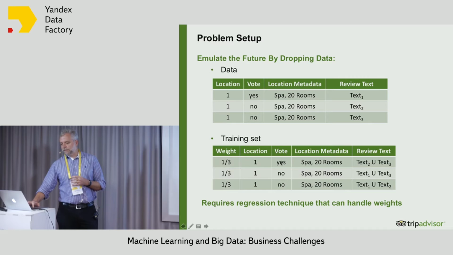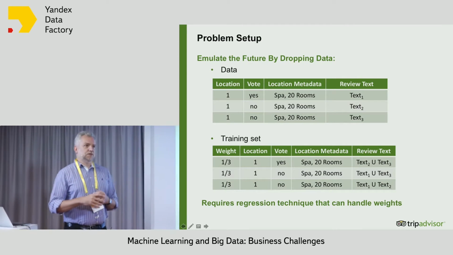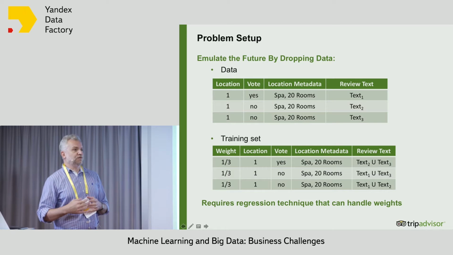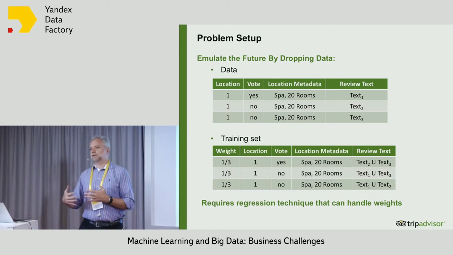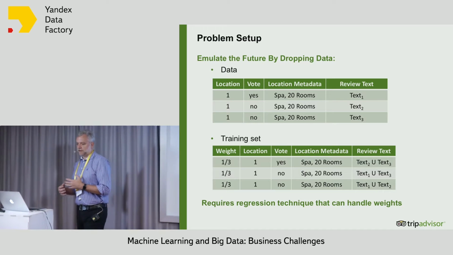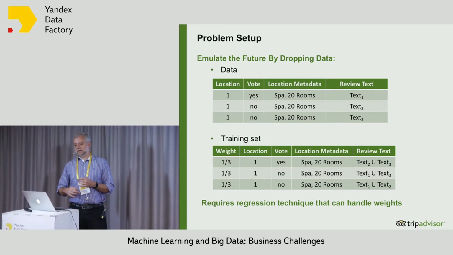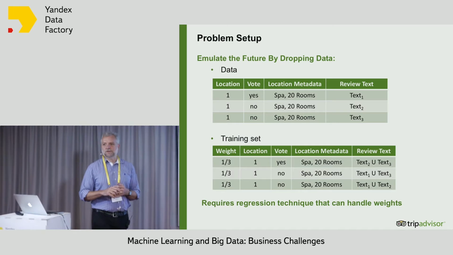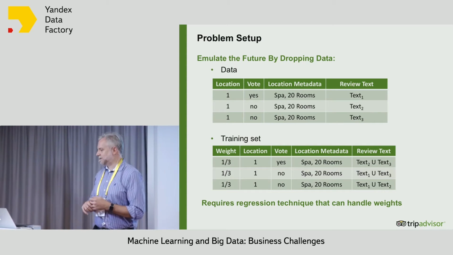I've got this yes vote, and this location metadata, because it's not associated with the review, we can use all of it. But the review text, I'm going to drop the text that the user submitted along with the vote and use all the rest of the review text. So this gives me a much more accurate picture of what the future user would look like. And because I'm replicating the data like this, I need to use a weighted form of regression because if I don't, then I'm introducing a lot of spurious correlation that I don't want the algorithm to find.